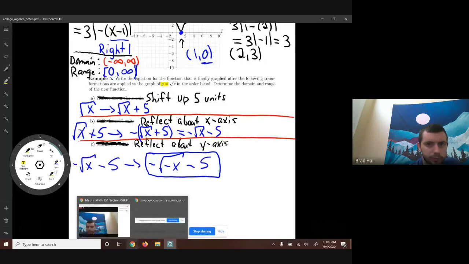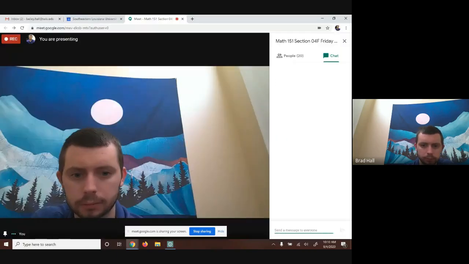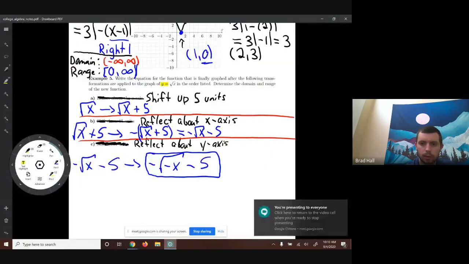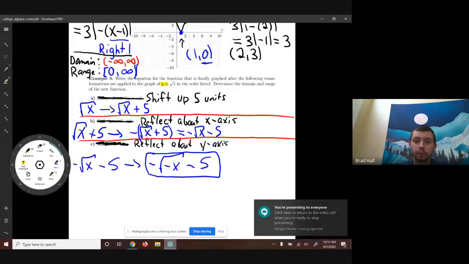Does anyone have any questions about this so far before we find the domain and the range? So if not, then let's go ahead and find the domain and the range.